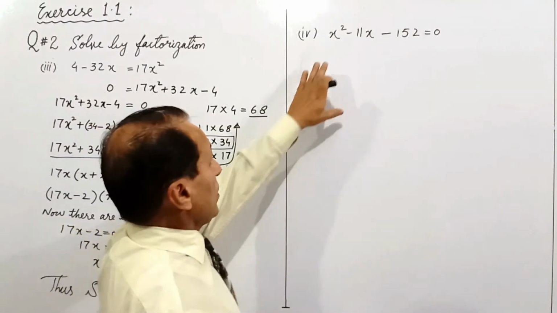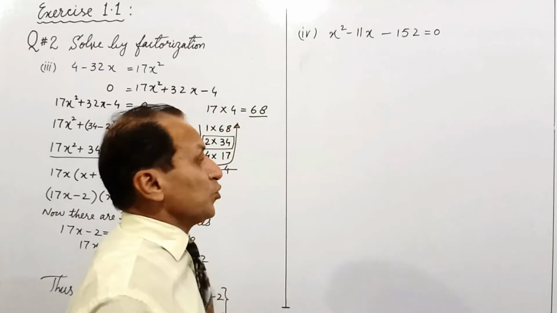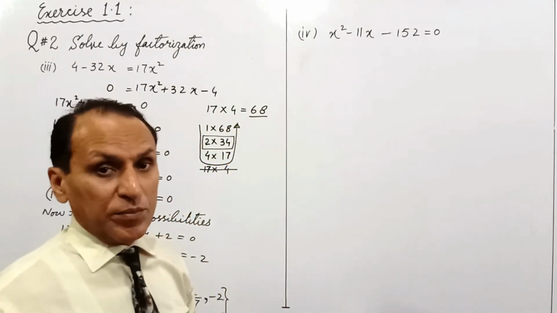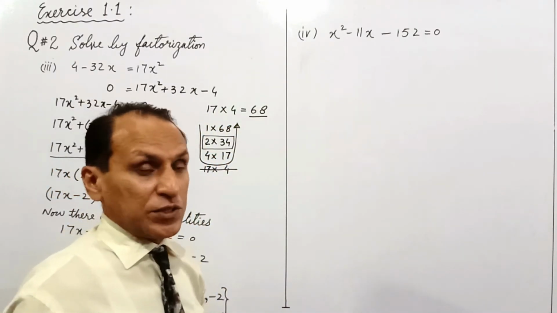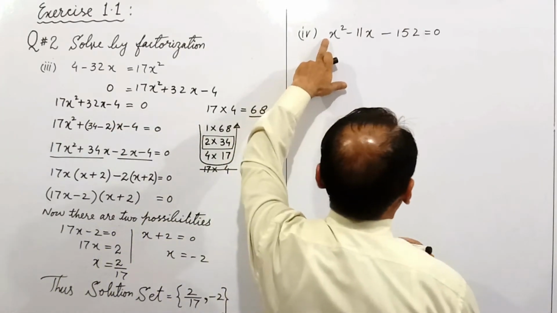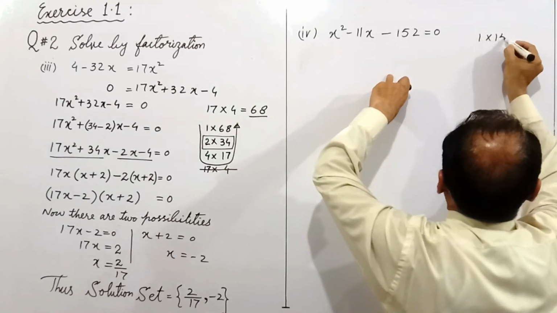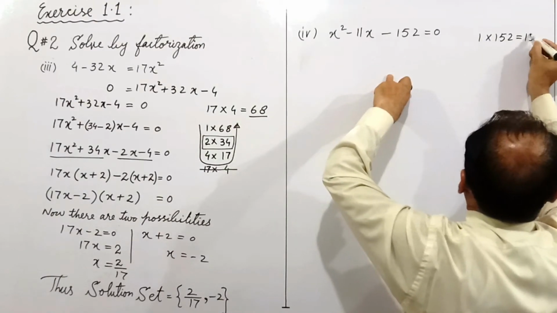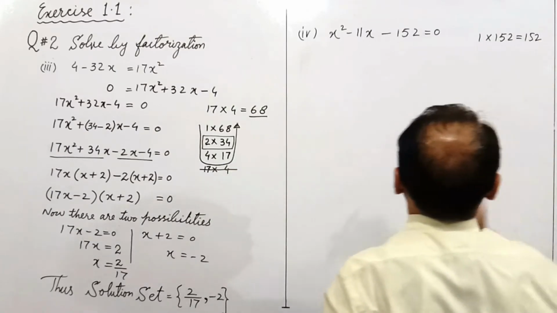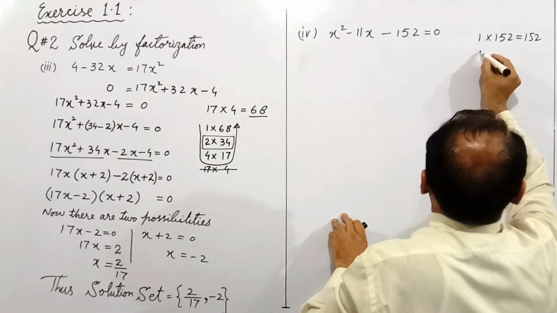Now we move to part 4 and we use the same procedure, the method of middle-term breaking, the method of factorization which we use over here. For this, we first find the product of the leading coefficient and constant term, and that is 1 into 152 is equal to 152. We have to find out the factors of 152. 1 into 152 we already have.